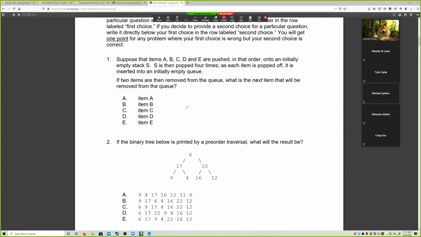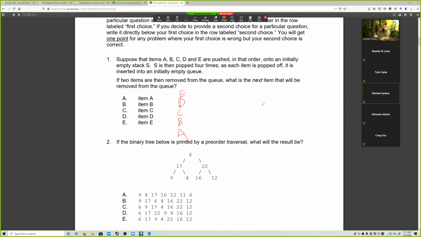That's vexing. So let's go ahead and put everything into a stack, right? Let's put A, B, C, D, and E. These are pushed into an initially empty stack. So E is at the top of the stack, A is at the bottom. I like to do my stacks vertically.